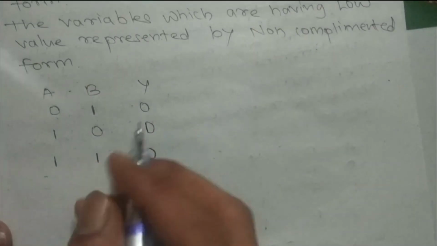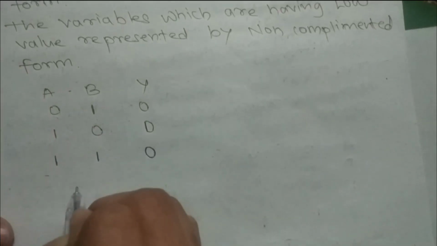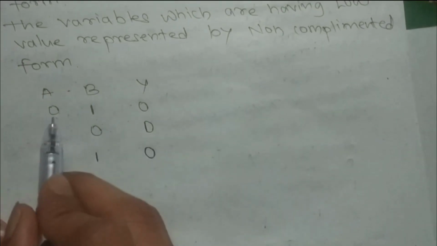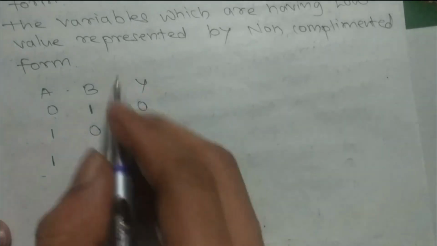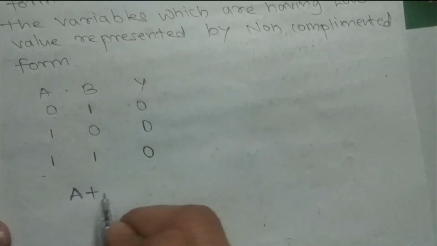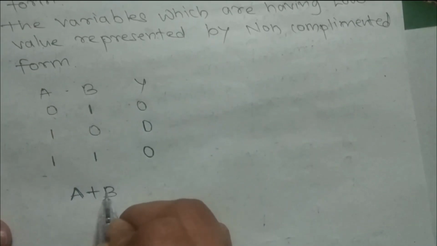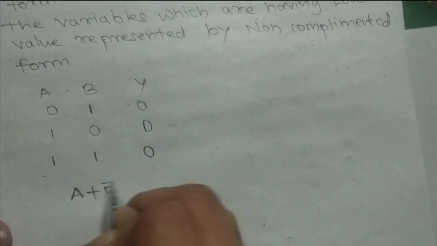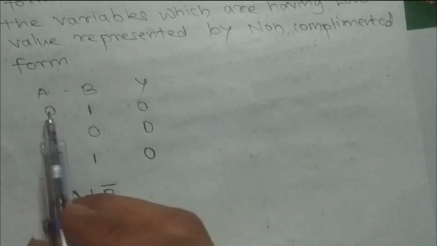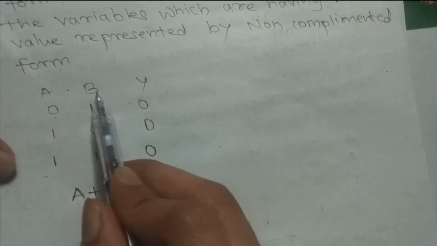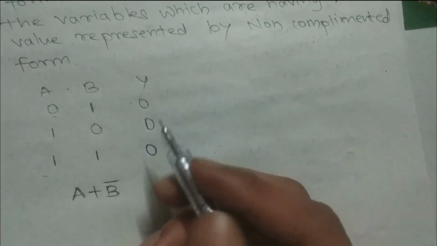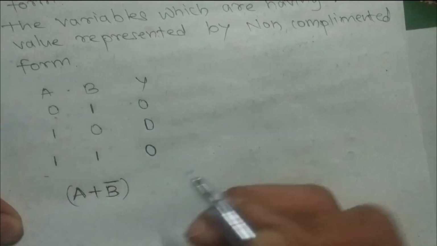So let's write the expression for this truth table. This can be written as A. Why A? A is low, and low is represented by non-complemented. Plus should be there. B is 1, which is represented by B bar. It is unlike SOP. In SOP, what are we writing? For 0 we write bar, and for 1 we write non-bar. It is normal. Next, take it into the bracket.